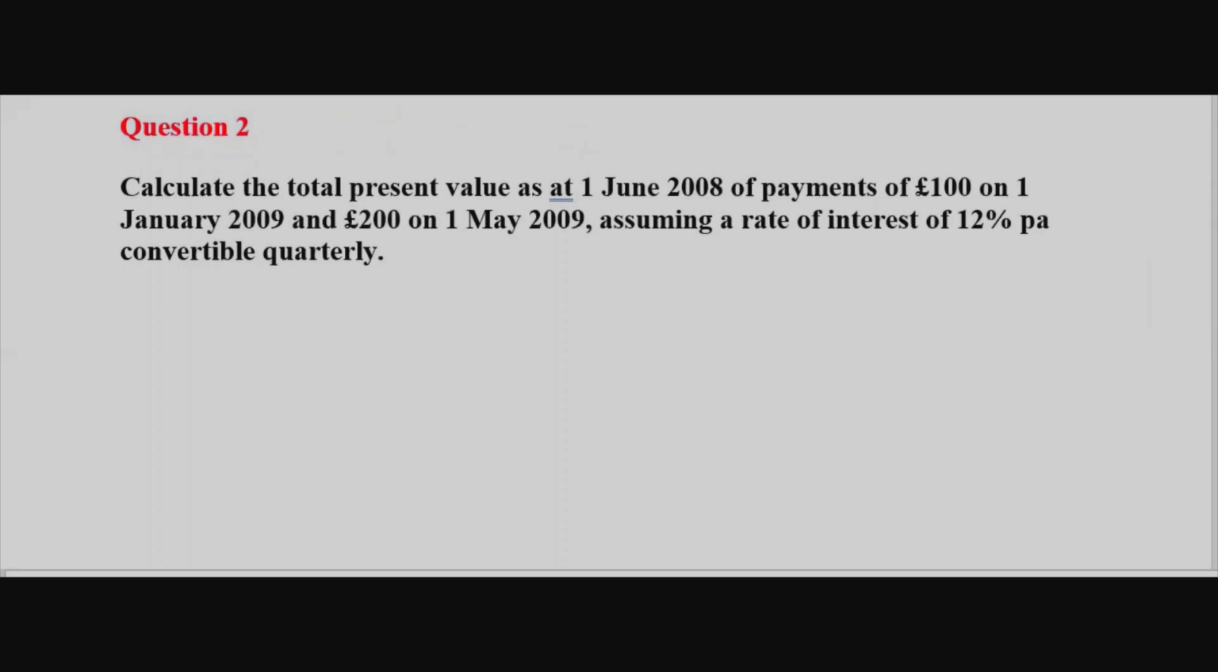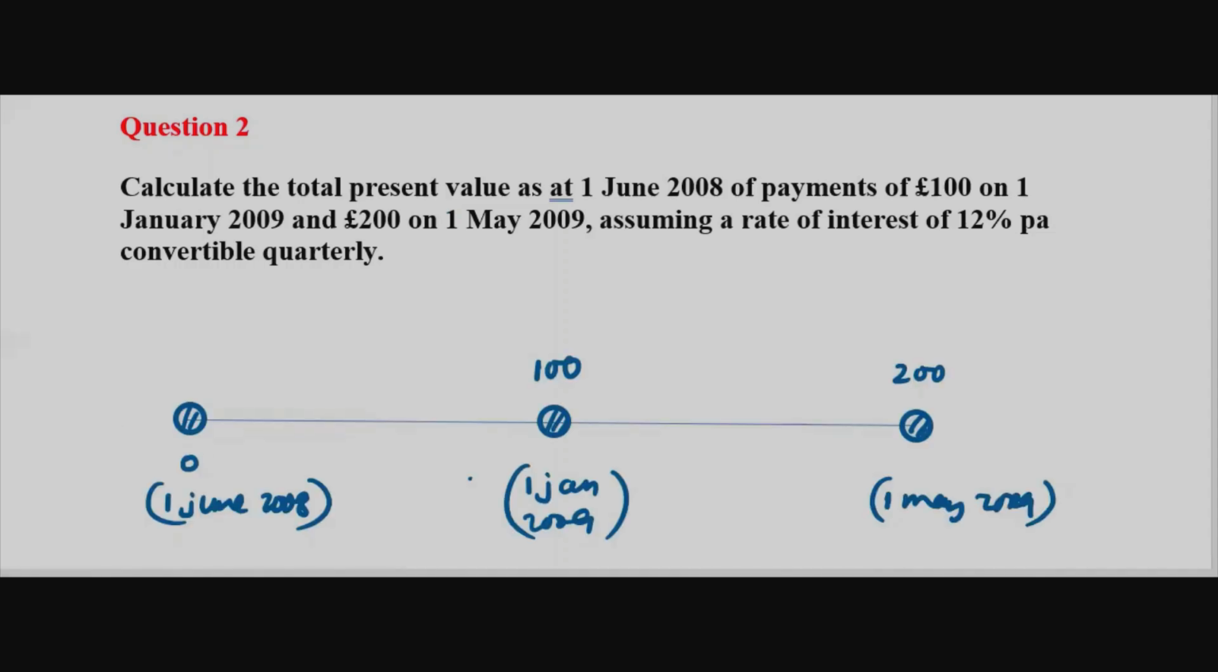Question 2. Calculate the total present value as at 1 June 2008 of payments of 100 on 1 January 2009 and 200 on 1 May 2009. So you must be able to draw a number line. If you take this as 0 on the number line, the 2 payments are here, 100 and 200. From June to January: July, August, September, October, November, December, January, that is 7 months, right? So you have to write 7 divided by 12 here, and then from January: February, March, April, May, so 4 divided by 12.